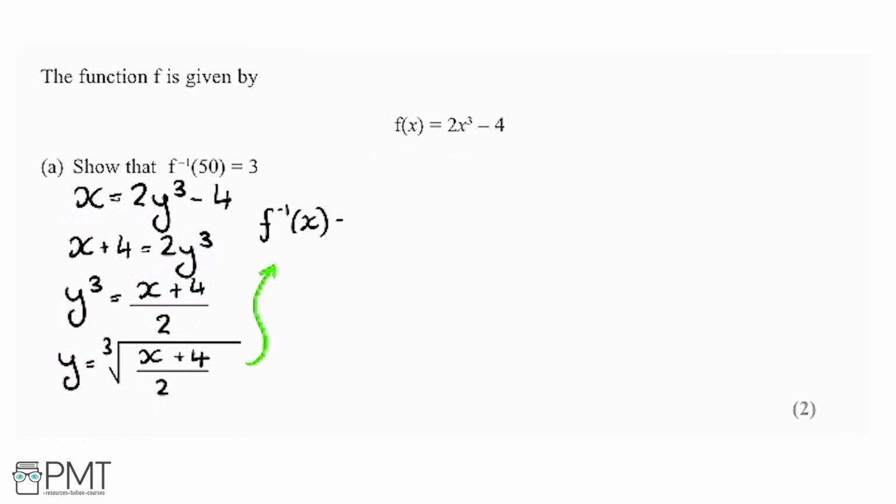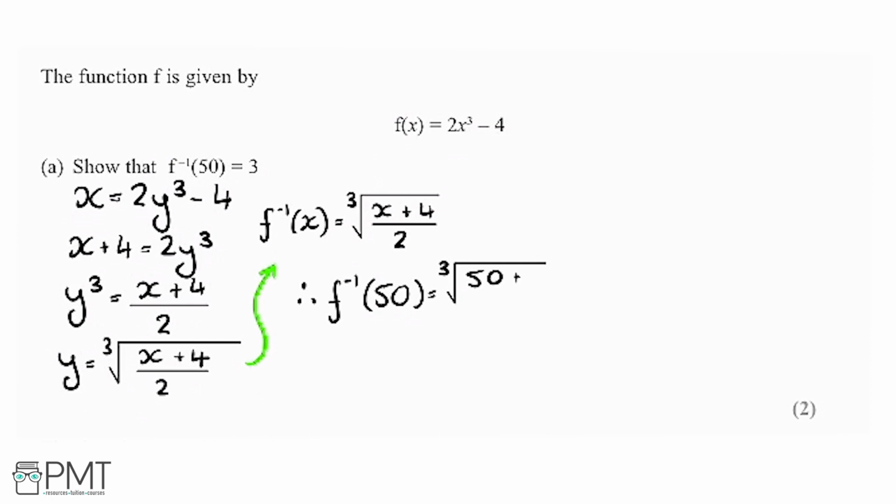Okay, from that, we can say we're going to replace y with inverse f of x like that. So that equals, and we're going to keep this x like it is in here, the cube root of x plus 4 divided by 2. Therefore, now we're going to replace x with 50 because that's what we subbed into the function. So we're going to have, again, the cube root of 50 plus 4 divided by 2, which equals the cube root of 54 divided by 2, which equals the cube root of 27.